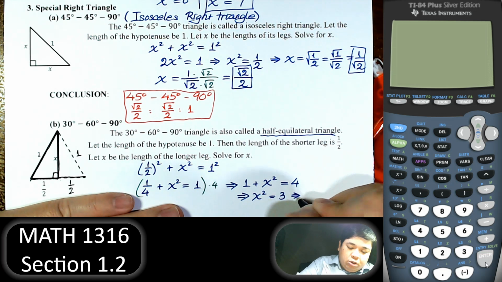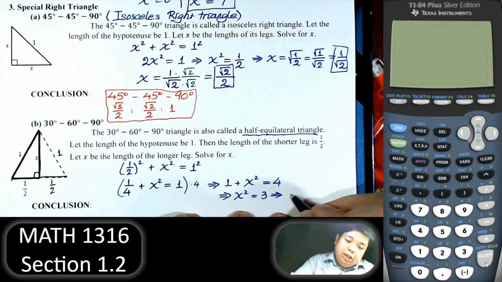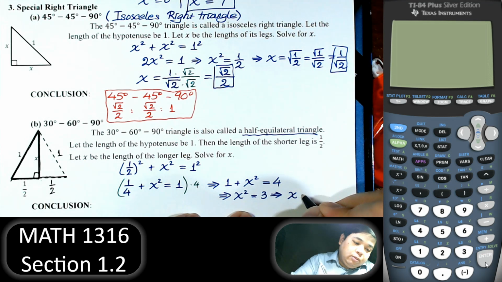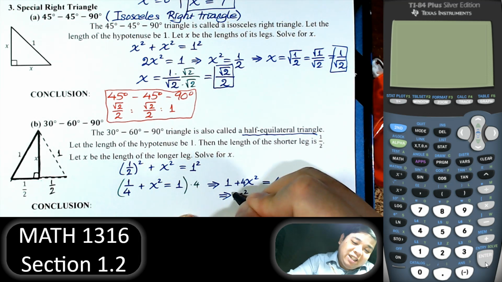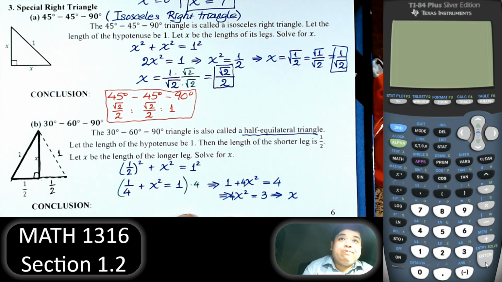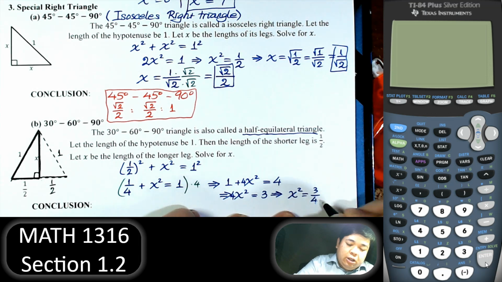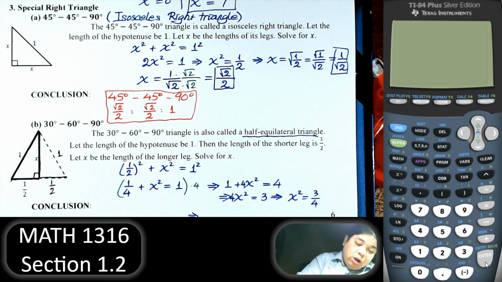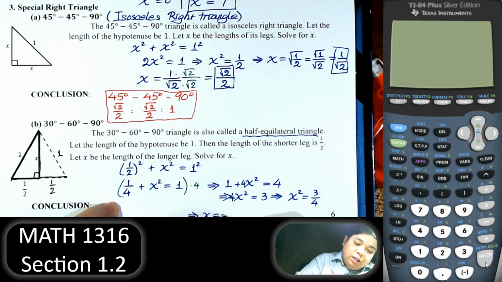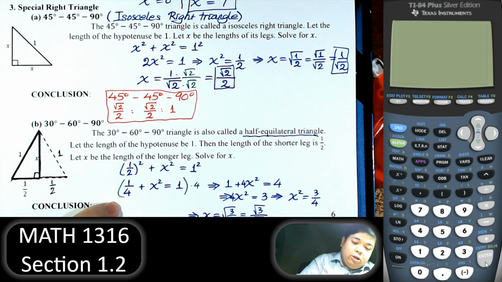Take the square root on both sides. x equal to, this will be 4x squared. Right? Multiply everything by 4. So 4x squared equal to 3. So x squared is equal to 3 over 4. And if we want to solve for x, we just take the square root on both sides. Square root of 3 over 4. So square root of 3, square root of 4. So this is square root of 3 over 2.